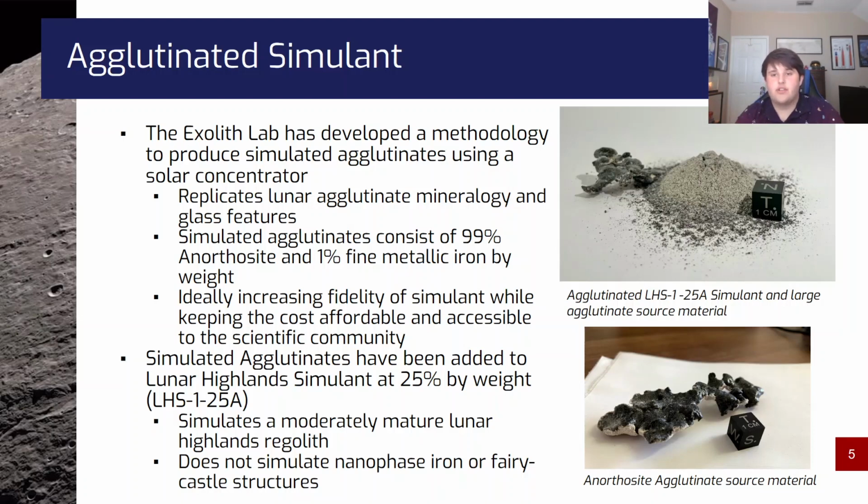You can see in the picture in the top right, this is some agglutinated LHS-125A simulant, and the larger black structure on the left is the source material. So this is what the agglutinates look like directly after melt. You can see in the bottom right as well, here's the source material up close. This is what it looks like, and then it is crushed and added to the simulant to form a more realistic mixture.